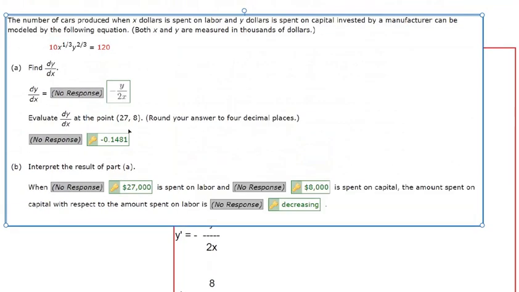But x is in terms of thousands of dollars, and y is in terms of dollars spent on capital. So it must be in thousands as well. It doesn't say that. So when $27,000 is spent on labor, which is what our x variable is, dollars spent on labor, and when $8,000 is spent on capital, the amount spent on capital with respect to the amount spent on labor is decreasing, and that's because we got a negative slope. We'd say increasing if that was positive.